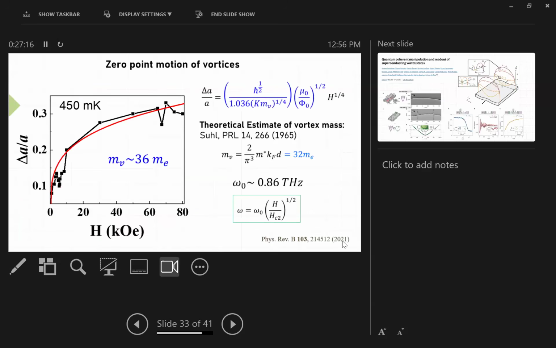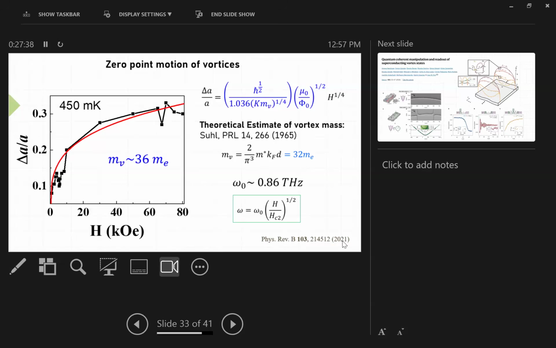And this is now the final result. You can see that this red line is h to the power 1/4. It matches qualitatively reasonably well. And you can take this prefactor and now calculate what would be the vortex mass. The vortex mass turns out to be 36 electron mass.